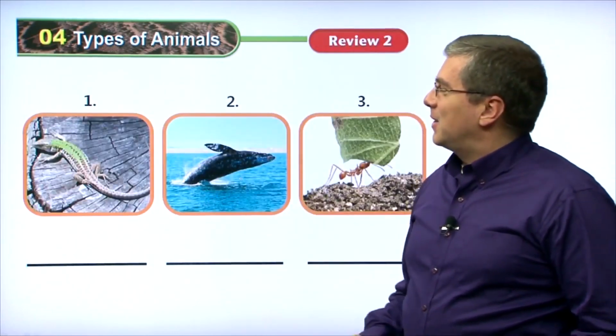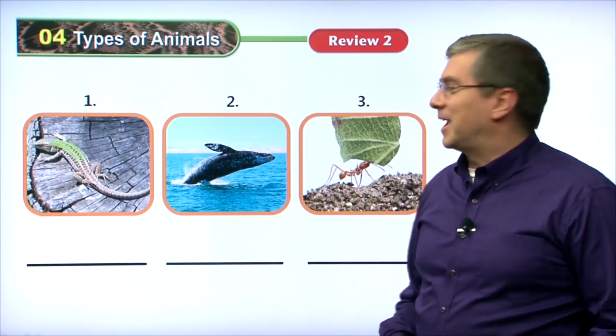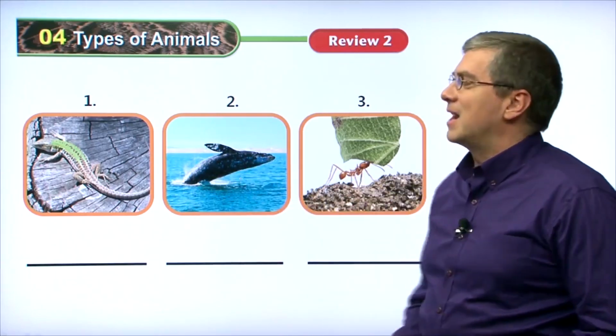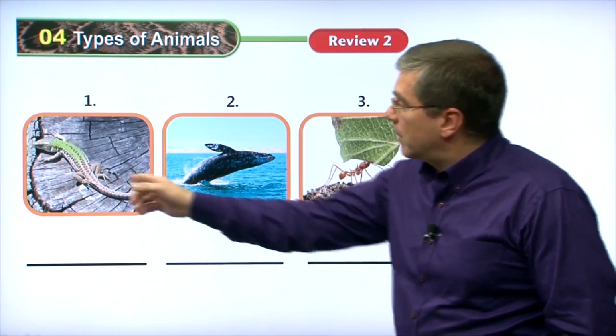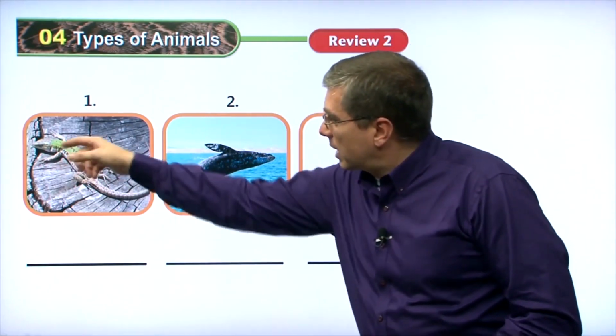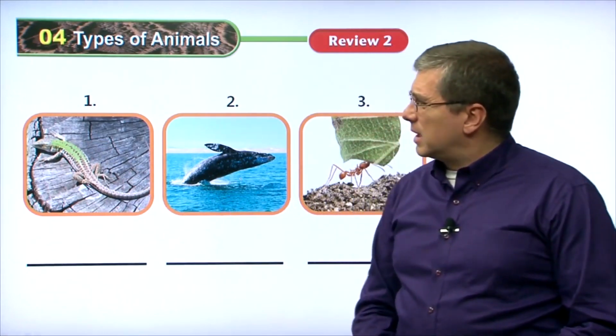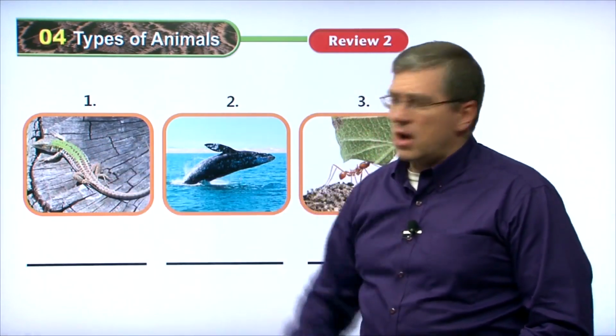Okay, now here we have a little test for you, right? Okay, so we have 3 different pictures of animals, okay? What kinds of animals are they? Let's take a look at the pictures. What do we got here? Well, looks like we got a little lizard here. What can we say about that lizard? Looks like he's in a dry environment.